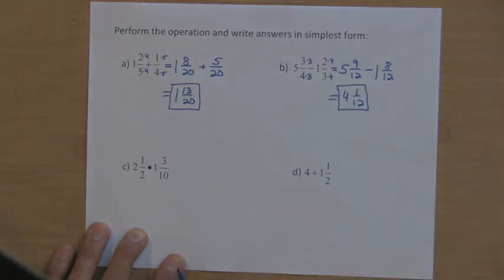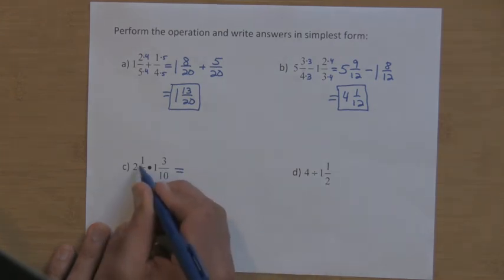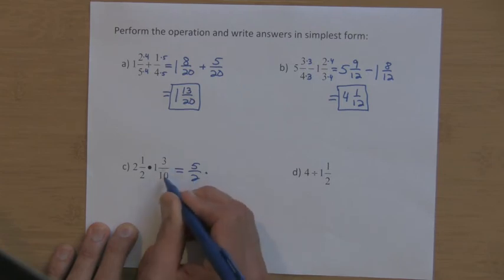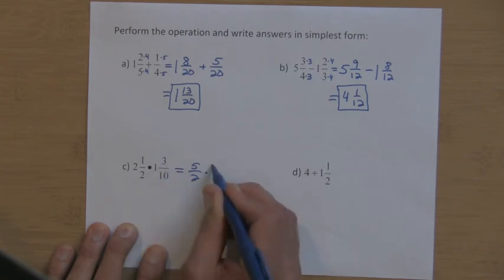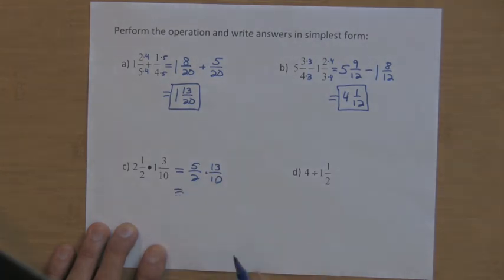Next problem, 2 1/2 times 1 3/10. First, make them both fractions. 2 times 2 is 4 plus 1 is 5, so that's 5 halves. And then 1 3/10 becomes 10 times 1 is 10 plus 3 is 13/10. And I can simplify this.